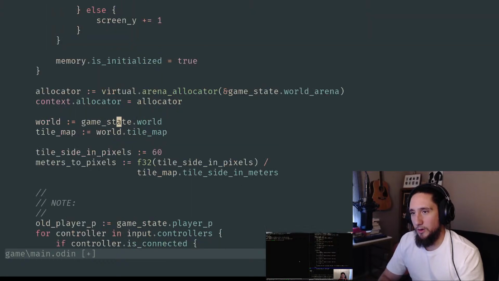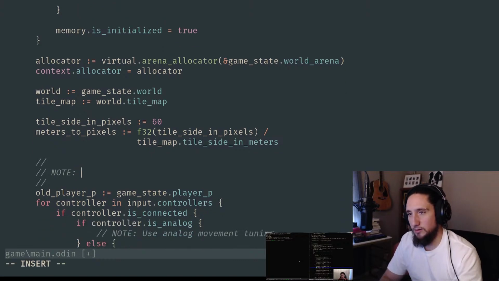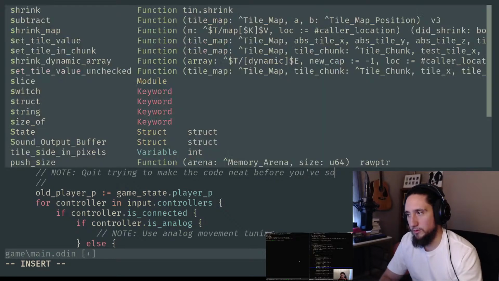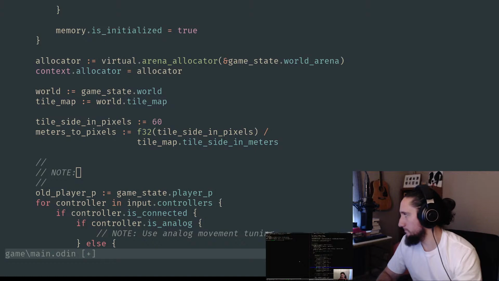It looks like he started a note here, and then he just didn't fill it out. Hopefully he fills that out, because I didn't see him add anything there. He just had his little speech where he said, quit trying to make the code neat before you've solved the problem. But then he didn't actually write anything in. What's that about, man?